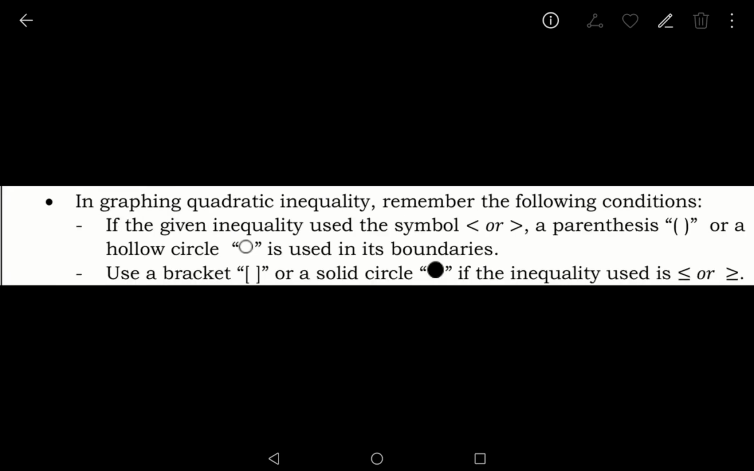In graphing quadratic inequality, remember the following conditions. If the given inequality uses the symbol less than or greater than, a parenthesis or a hollow circle is used in its boundaries. Use a bracket or a solid circle if the inequality used is less than or equal to or greater than or equal to.